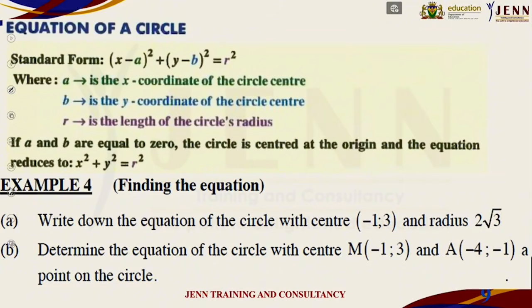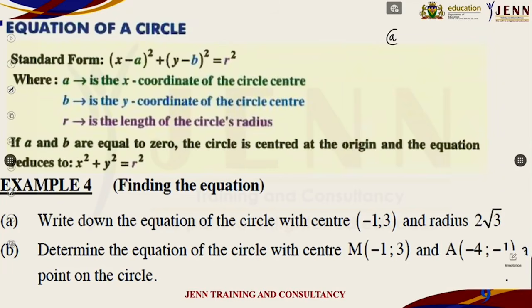Example 4, finding the equation of a circle. They say, write down the equation of the circle with the center (-1; 3) and the radius 2√3. Okay, let us look at it.